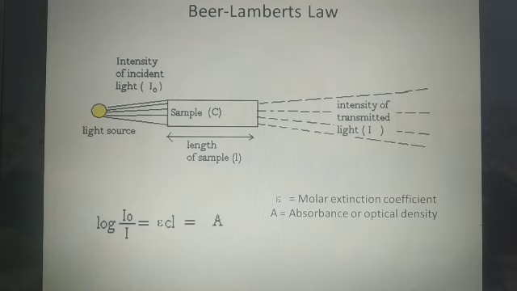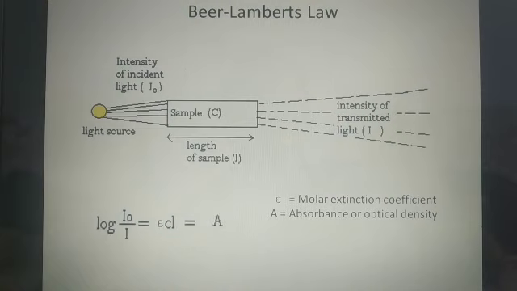So the combination of these two laws is the Lambert-Beer law. It says that absorbance is directly proportional to the concentration of the solution, that is C here. It is proportional to the sample length, that is L here, and a constant of proportionality, that is epsilon. This is termed epsilon, the constant of proportionality.